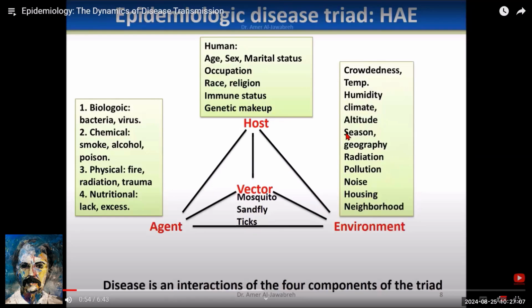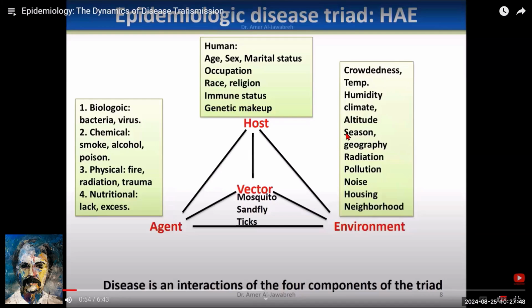Humidity, climate also, climate change. Because we have climate change, new diseases emerge. The snow in Antarctica and the North Pole melts, and new viruses which we never knew come out and cause new diseases. Monkeypox, although people are talking about some lab making the monkeypox. Then altitude, high and low. You have Mount Everest, 8,800 meters above sea level, and you have Jericho in Palestine, about minus 350 meters below sea level. Okay, season: some diseases come in winter, some in summer.